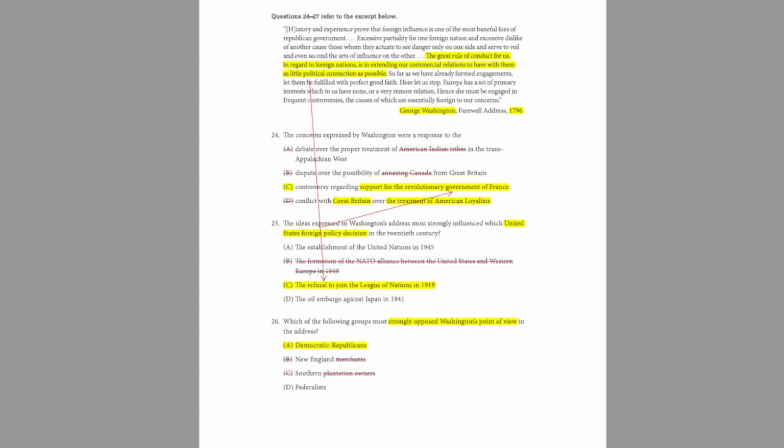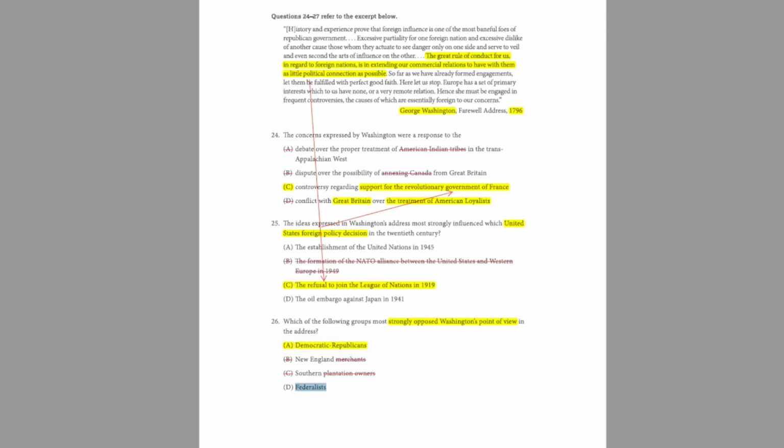Question 26. This is arguably the most difficult question in the set. Reading the stimulus won't directly help. You need to understand U.S. political divisions at the time. Since the passage is about foreign policy, you can reasonably eliminate B and C because merchants and plantation owners would be less concerned with foreign policies than political parties. That leaves A, the Democratic Republicans, and D, Federalists.